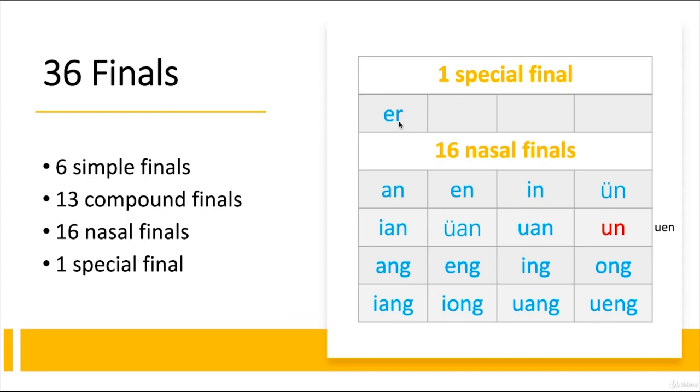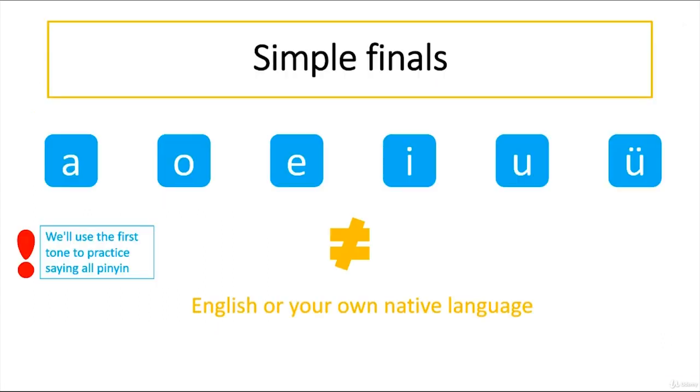So this might look like a lot to you, but trust me, you already know how to pronounce most of them in English, and those sounds are quite similar to Pinyin. So let's take a look at them one by one, starting from the simple finals. You're probably already familiar with the letters, but be careful not to pronounce them the same way that you would pronounce them in English or in your own native language. And we will use the first tone to practice saying all Pinyin all the time.